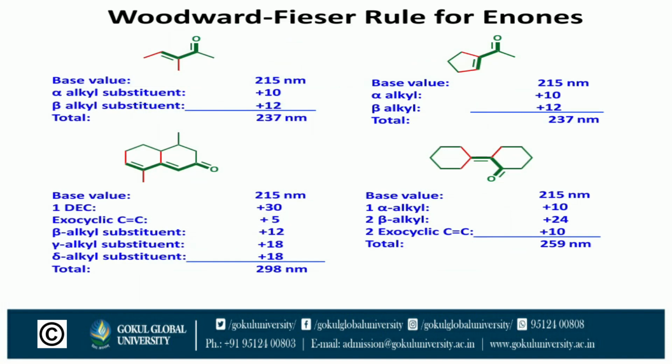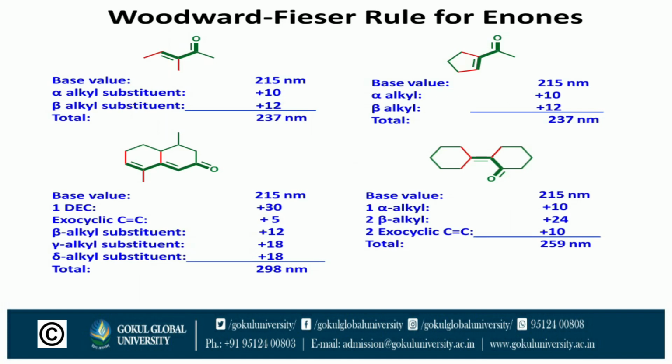Here are Woodward-Fieser rules for the enone. Another example. The first example, the base value is for a non-cyclic enone, 215 nanometer, alpha alkyl substituent, then the value is plus 10 here present, then the beta alkyl substituent, then plus 12, then the total value is 237 nanometer. In the second example, base value is 215 nanometer, alpha alkyl plus 10, beta alkyl plus 12, then the total value is 237 nanometer.